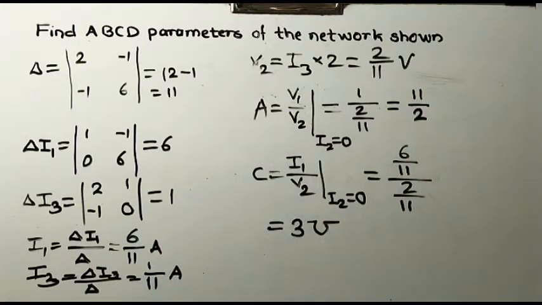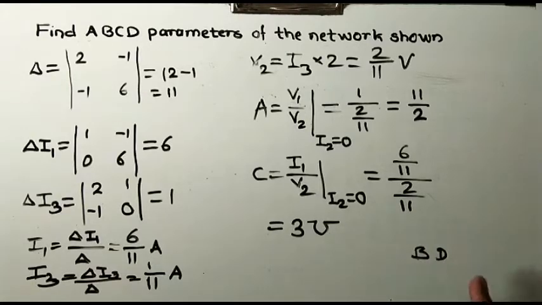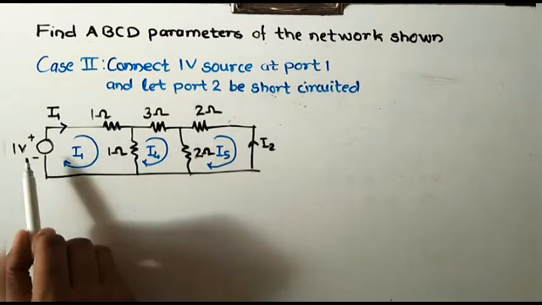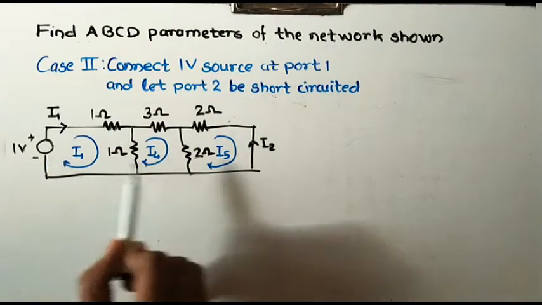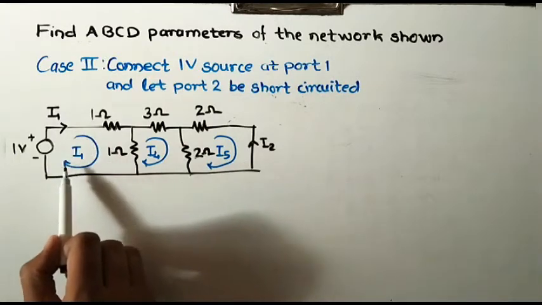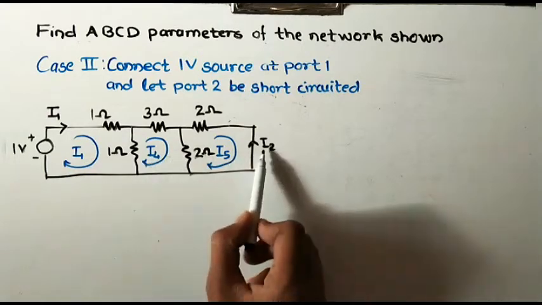For the next step, if we want to find B and D, then we have to short circuit port 2 in our diagram, and we will continue the same problem to calculate B and D for case 2, that is short circuiting the output port. So friends, here in case 2 we have applied 1 volt supply at port 1 and port 2 is short circuited. The currents flowing through these loops are I1, I4 and I5.